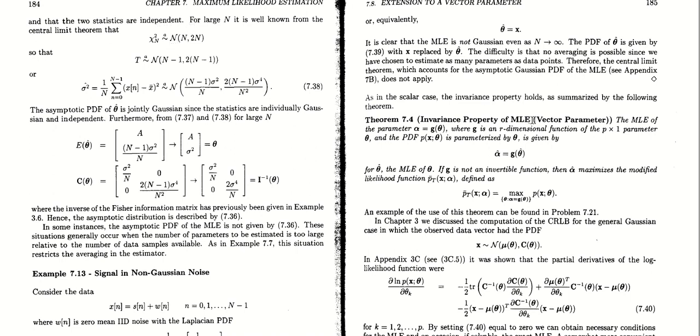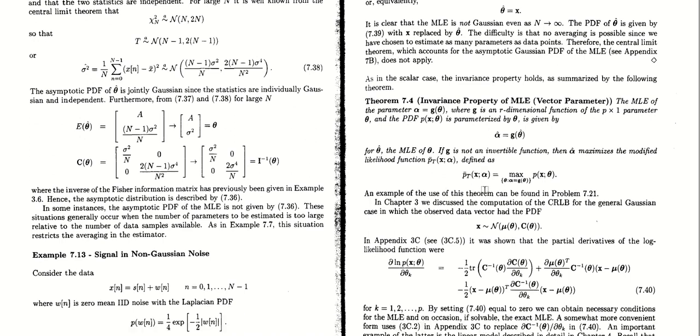So I think the next thing is invariance property of MLE. The MLE of the parameter alpha equal to g of theta, where g is an r-dimensional function and theta is the p by 1 parameter of the PDF, is given by alpha hat equal to this, for theta hat the MLE of theta. If g is not an invertible function, then alpha hat maximizes the modified log likelihood defined as this.